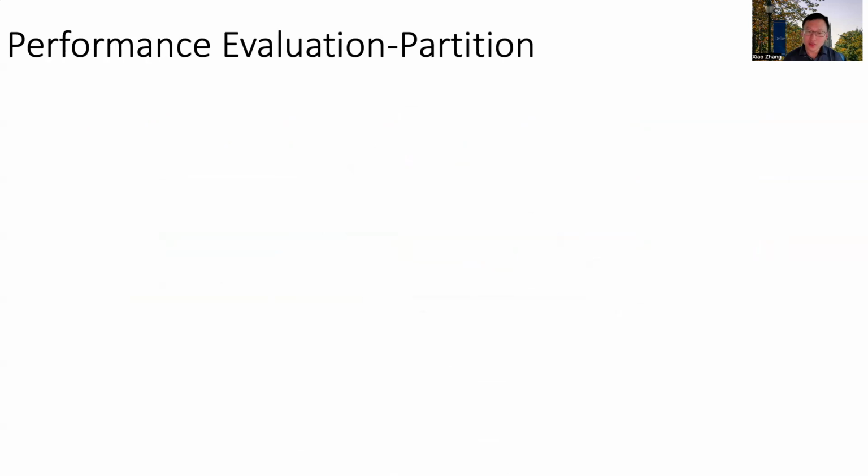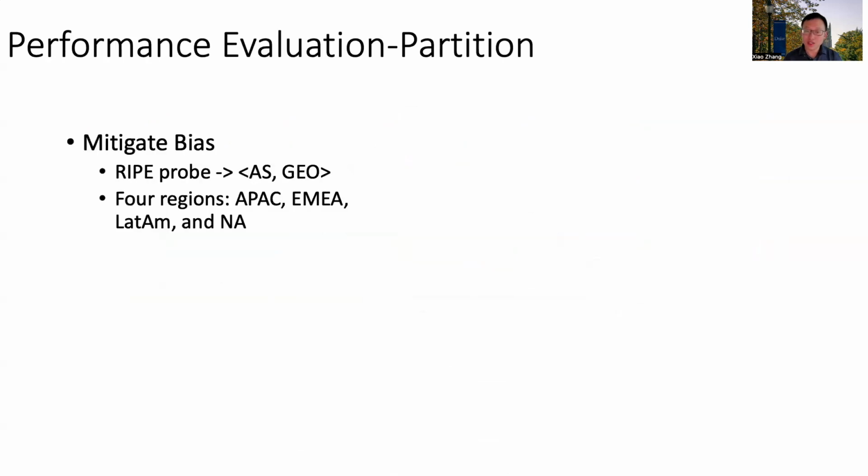In the evaluation, to mitigate the bias, we have 2 methods. First, we group the RevS probes into AS geo groups to balance the probe distribution density problem. And we also conduct the performance comparison within each different region. We have 4 regions in total. We first show the benefits brought by finer-grained partition by comparing Agile 4 with Agile 3.